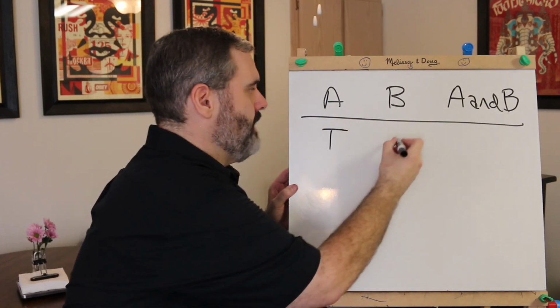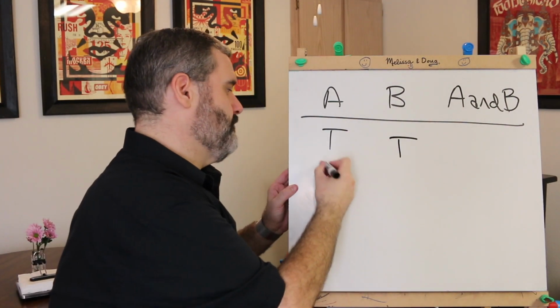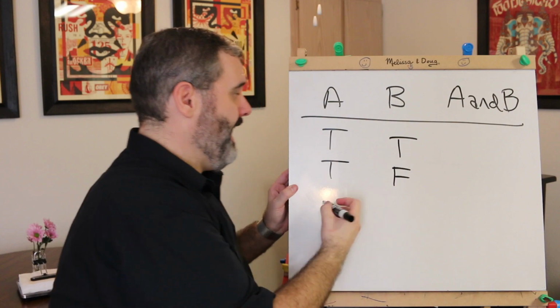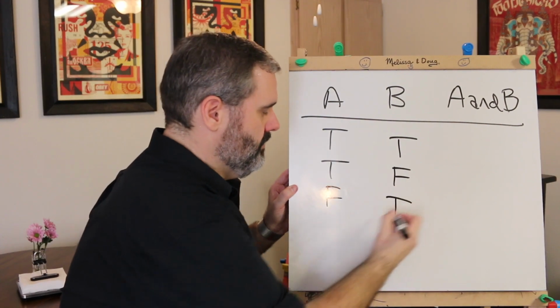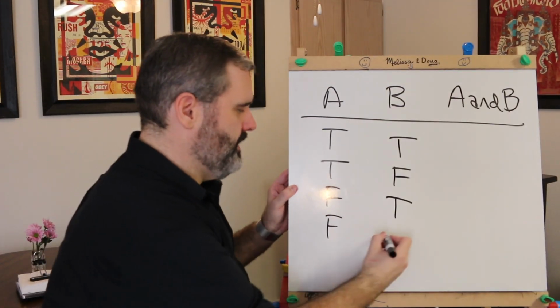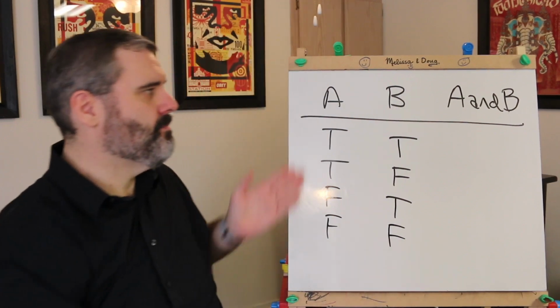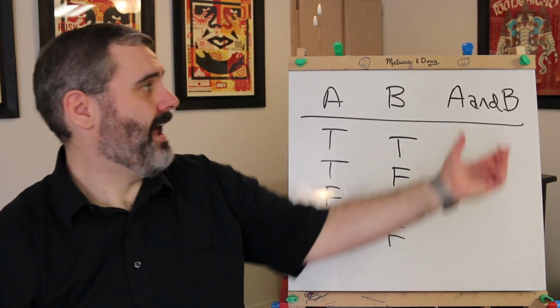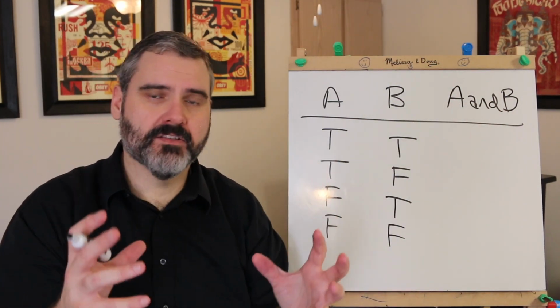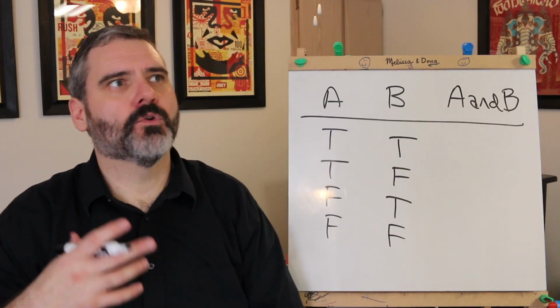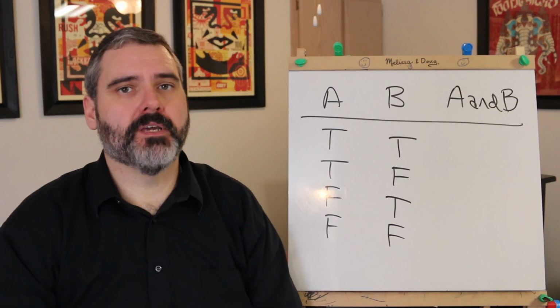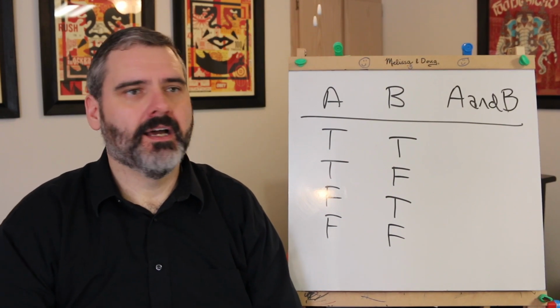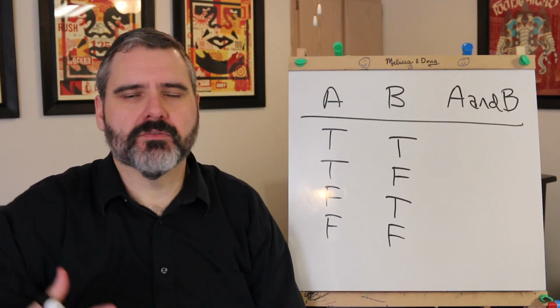A could be true and B could be true. A could be true and B could be false. A could be false and B could be true. And A could be false and B could be false, right? Every possible combination of those two things. Now for A and B to be true, that compound statement to be true, and requires that both A and B be true. And you can kind of think about this just in English, right?